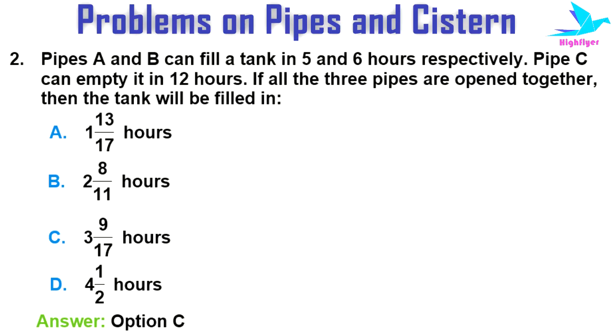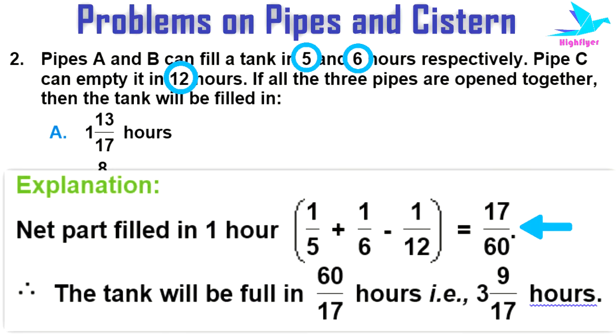Let's see how. Now as A and B can fill the tank in 5 and 6 hours respectively and C can empty it in 12 hours, then net part filled in 1 hour will be 1 by 5 plus 1 by 6 minus 1 by 12. That is equal to 17 by 60. So the tank will be full in 60 by 17 hours. That is equal to 3 hours 9 by 17 hours.